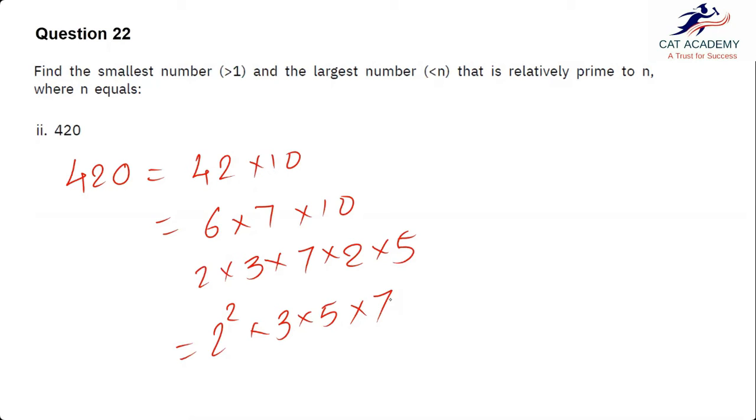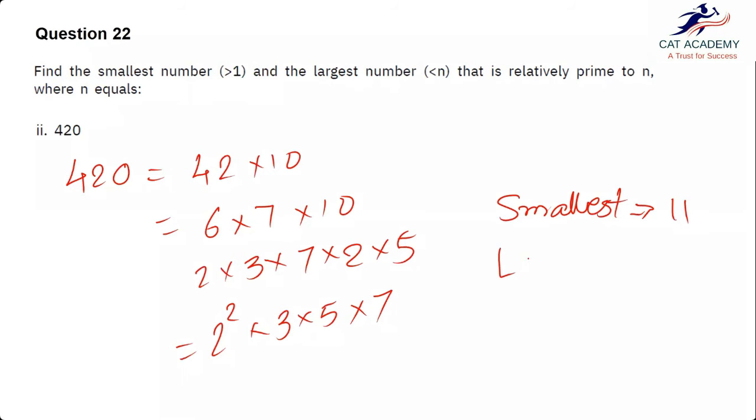So let me look at the smallest possible co-prime to this. That means in the smallest possible co-prime, I cannot have a factor 2, 3, 5 or 7 as they are already present in 420. So if I cannot have 2, 3, 5, 7, then what is something that I can have as a factor in the other number? 11. The next best possible thing is going to be 11, the next prime number.